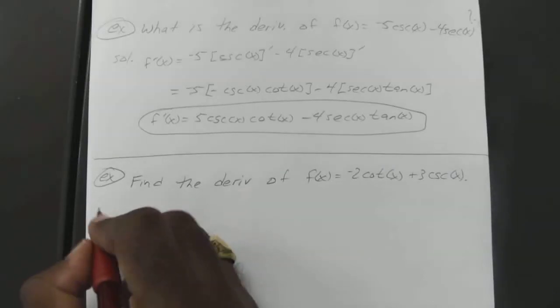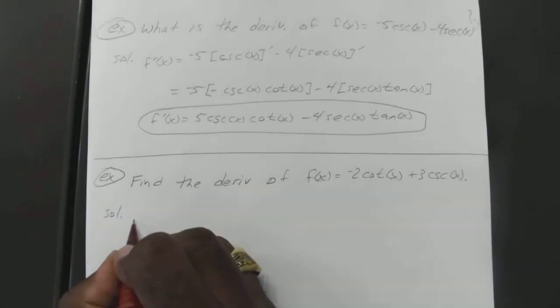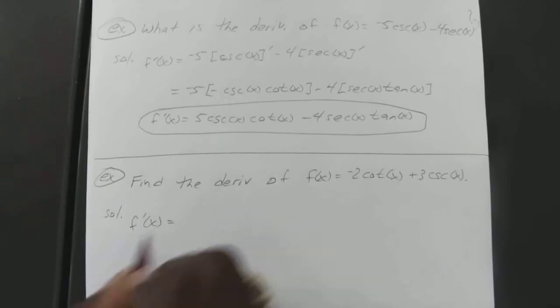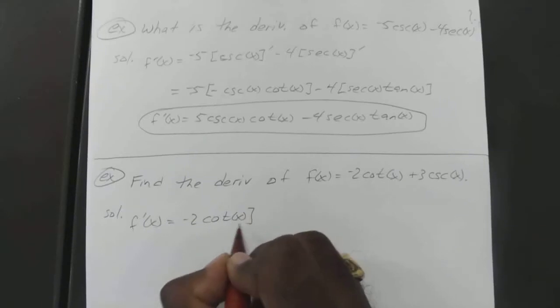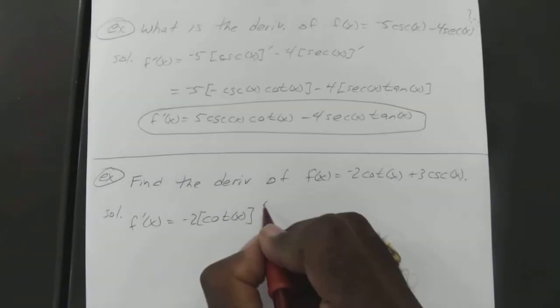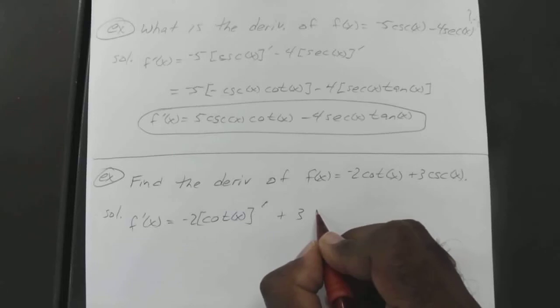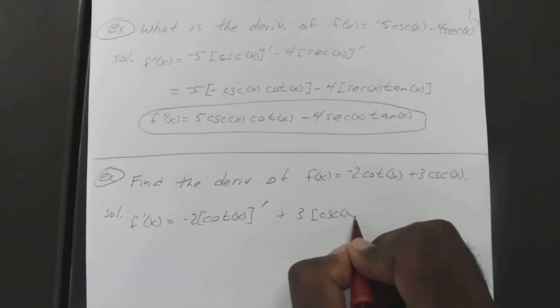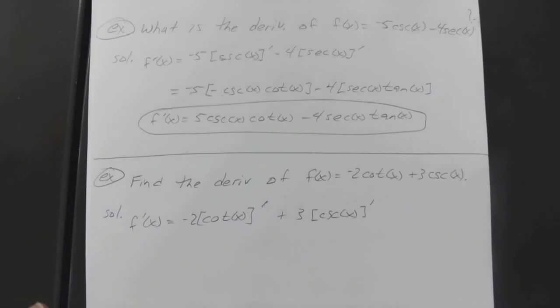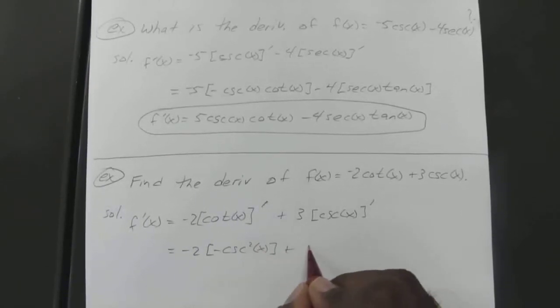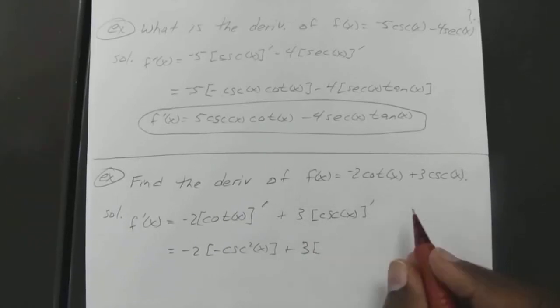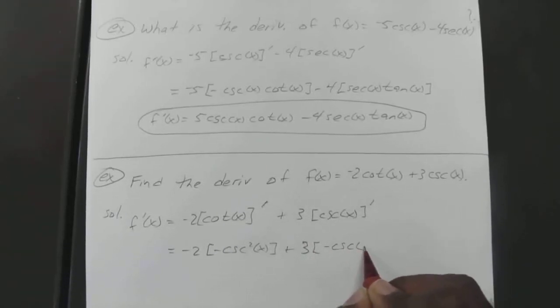Right, so for this one, to find our f prime of x, it's going to equal -2 times the derivative of cotangent of x plus 3 times the derivative of cosecant of x, which gives us -2 times negative cosecant squared of x plus 3 times negative cosecant cotangent.